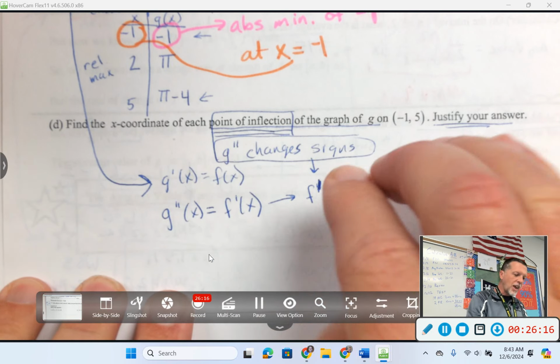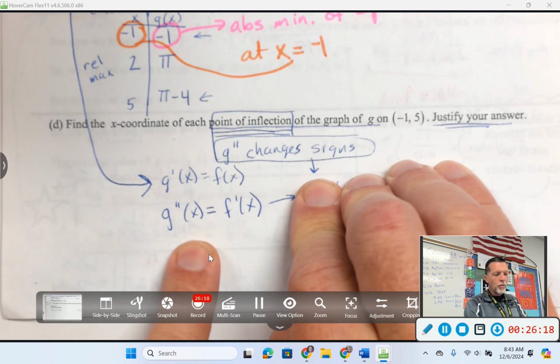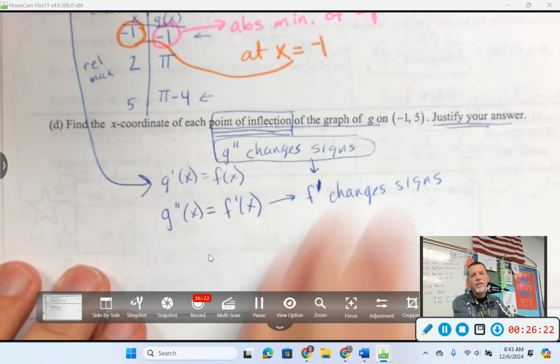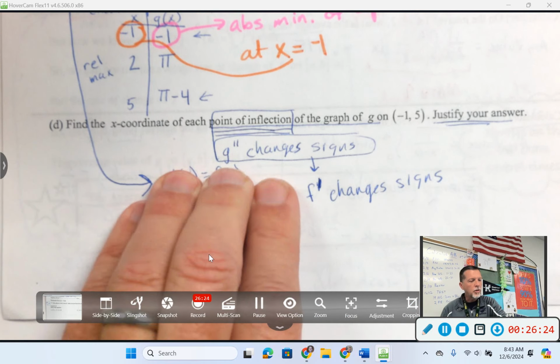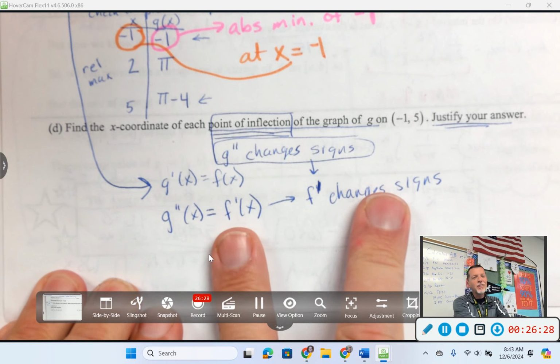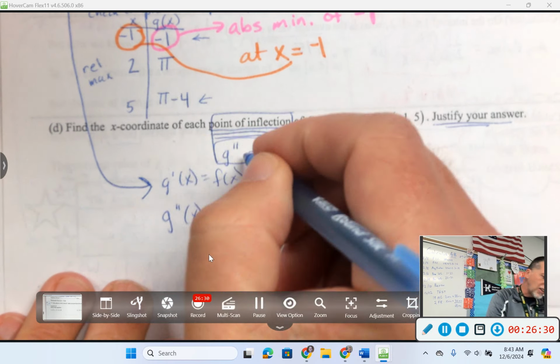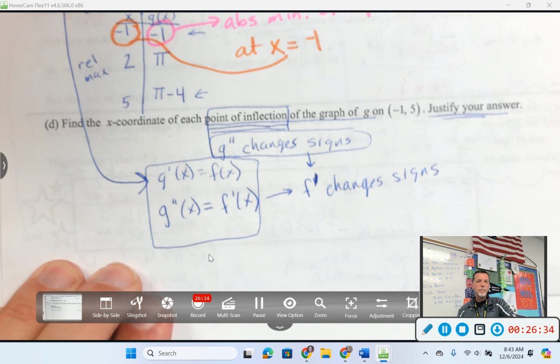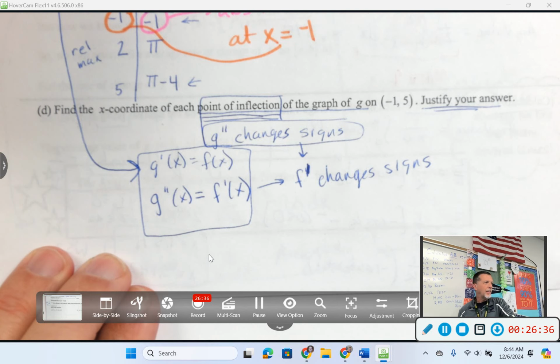You don't need to say F prime changes signs if you've already told me that F prime is equal to G double prime. Then you can put it together, that's fine. You also don't need to say this if you said this. So you got to have one of those. My preference is that you show this because that's sort of the point of the problem. Yeah, that's what you were getting at, I think.